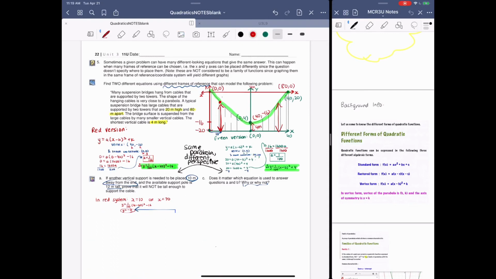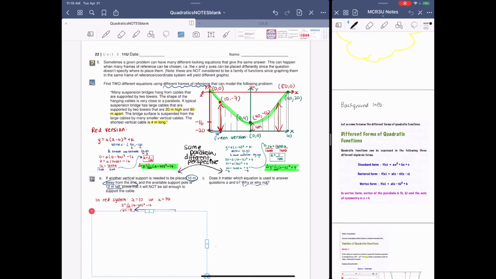What does that mean? Well, if this is 10 comma negative 7, that means this is 7 meters, right? Well, the whole thing is actually 20 meters. And so that means that the tower standing here should be 13 meters. And same over here. So let's go to the green version.